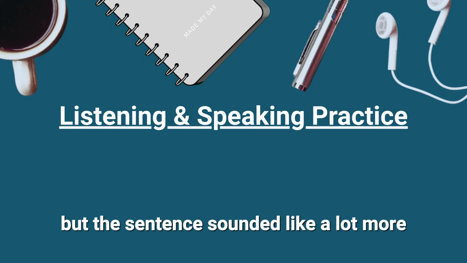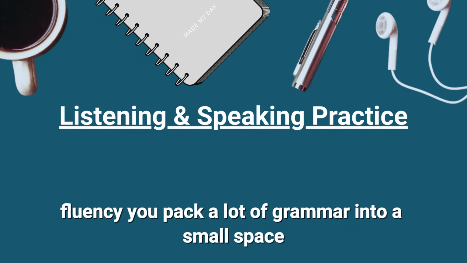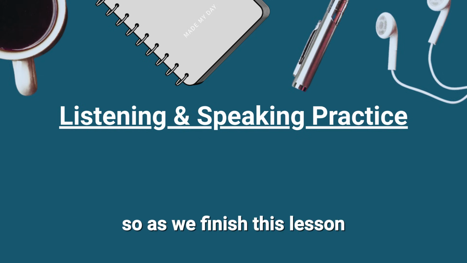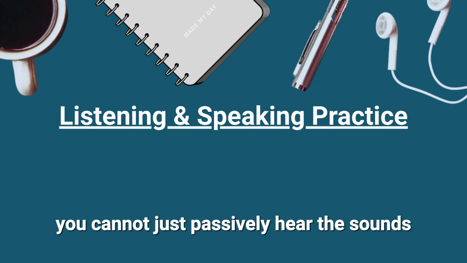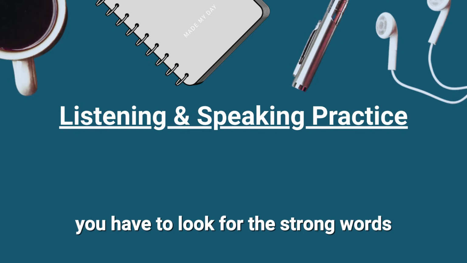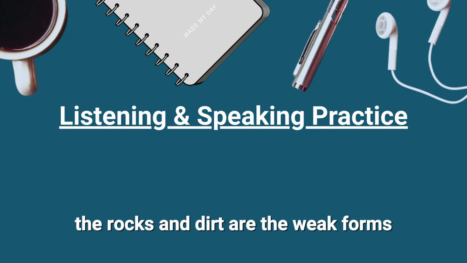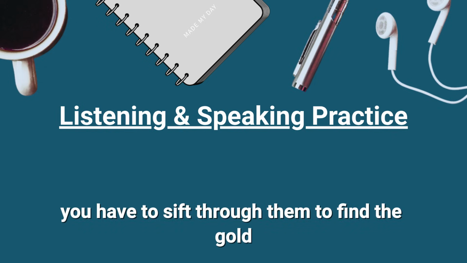But the sentence sounded like a lot more. That is the magic of English fluency. You pack a lot of grammar into a small space, allowing the meaning to shine through. So, as we finish this lesson, remember that listening is an active sport. You cannot just passively hear the sounds. You have to engage with them. You have to predict where the weak forms will be. You have to look for the strong words like a miner looking for gold. The rocks and dirt are the weak forms and the elided sounds. You have to sift through them to find the gold.